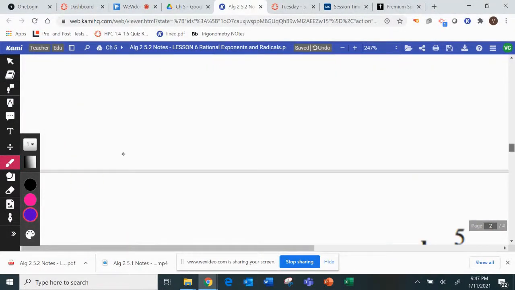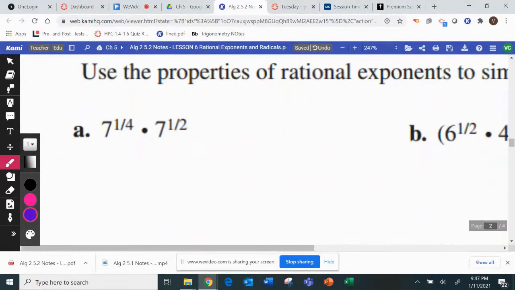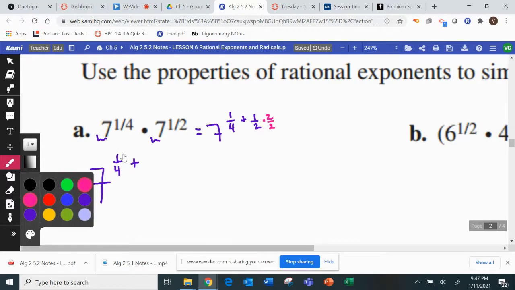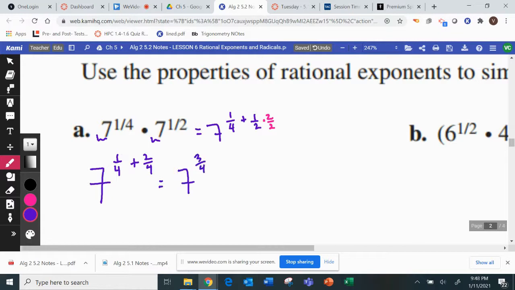All right, now they're going to get a little bit more complicated. As you can see, we've got like bases. So we're going to add the exponents on that like base. But I do not have a common denominator. So we have to add fractions with a common denominator. I'm going to have 7 to the 1/4 plus, now I'm going to take that 1/2 and multiply it by 2 over 2 so that I can get 2/4. Now we have a common denominator. So I get 7 to the 3/4.